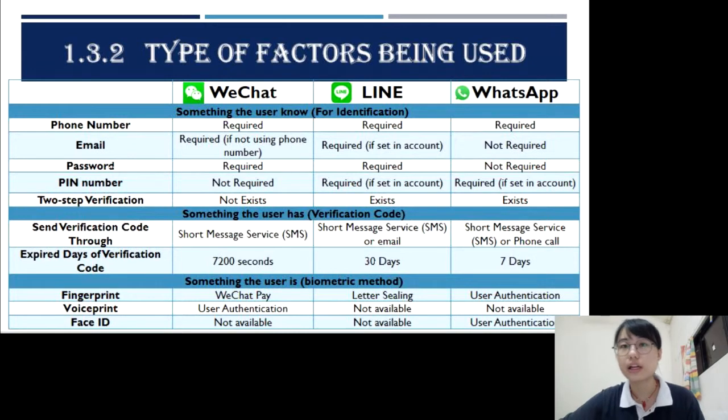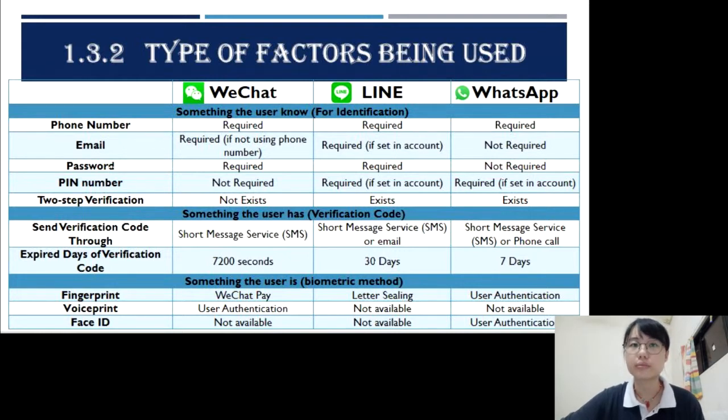For WhatsApp, the fingerprint is used for user authentication to log in or open the application each time they visit. WhatsApp can also use Face ID for user authentication, but voice print is only available for WeChat.